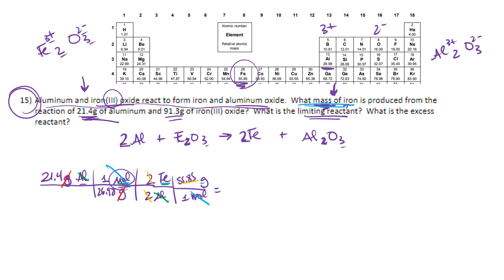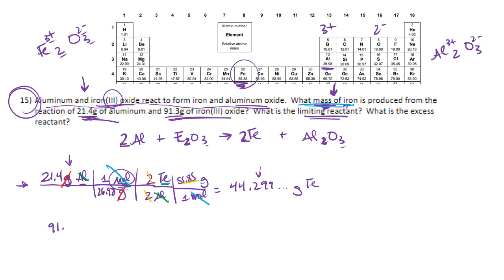And so our answer is 44.299, lots of digits, grams of iron. I'm not going to worry about sig figs yet. I'm going to do all my calculations and then come back and check. So this is the grams of iron possible produced if all the aluminum reacts. But I don't know yet if all the aluminum is going to react because I don't yet know what the limiting reactant is. So we're going to do all of this all over again with the mass of the other reactant, the iron 3 oxide.